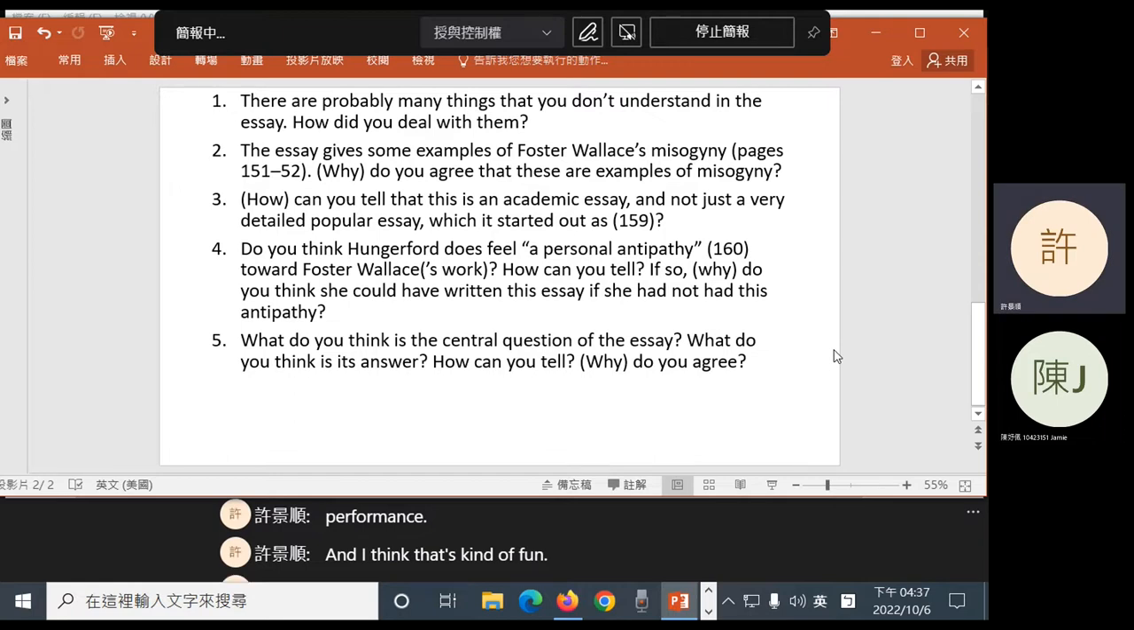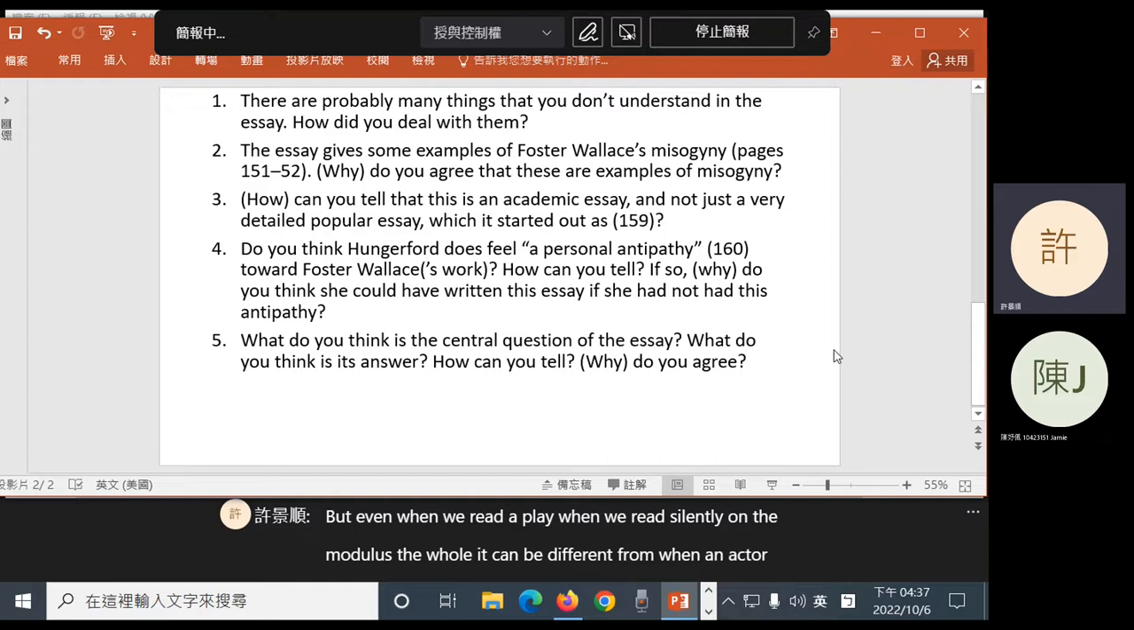But even when we read a play, when we read silently, it can be different from when an actor performs a play, because each line can be performed in many different ways. For example, on the next page, in the middle, Lily has a line. She says, "I'm perfectly willing to sit out on the stairs, Anna." There are many different ways to say this.